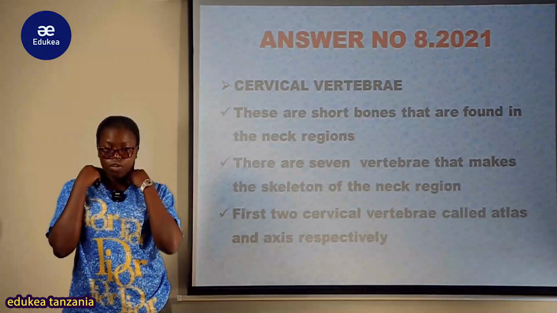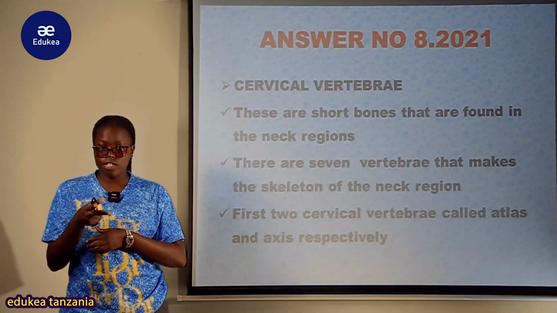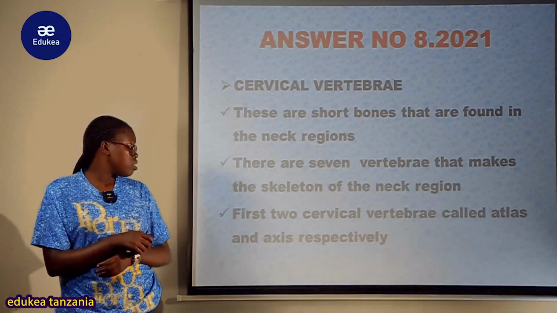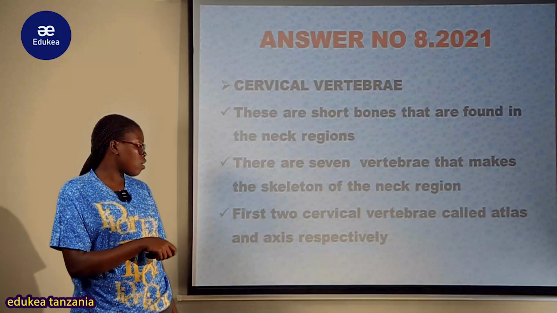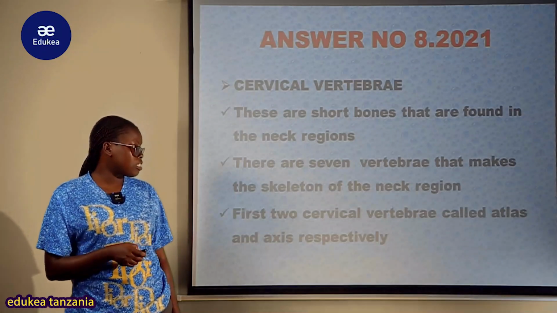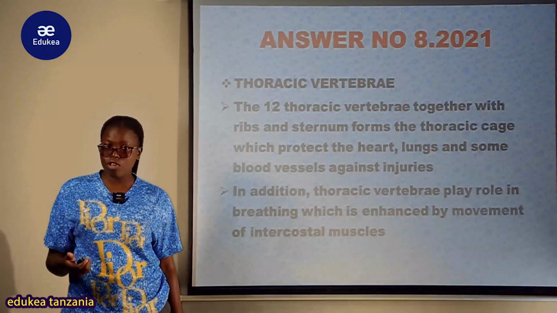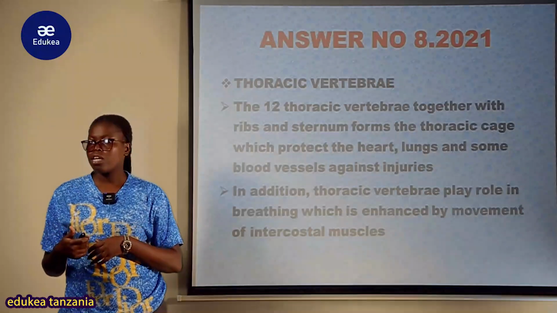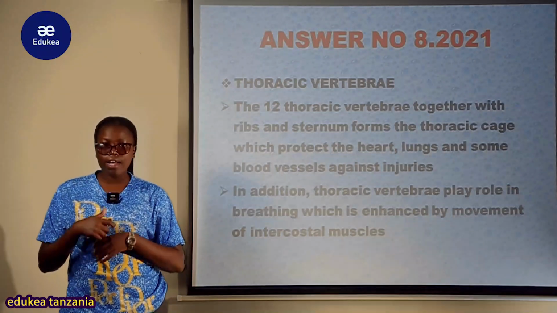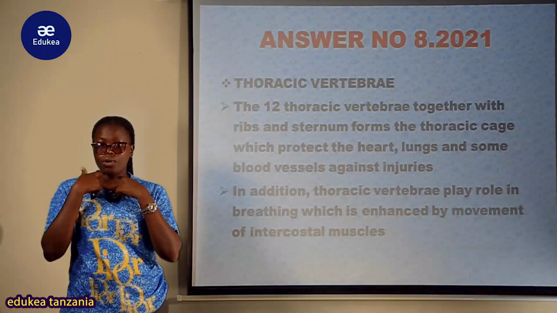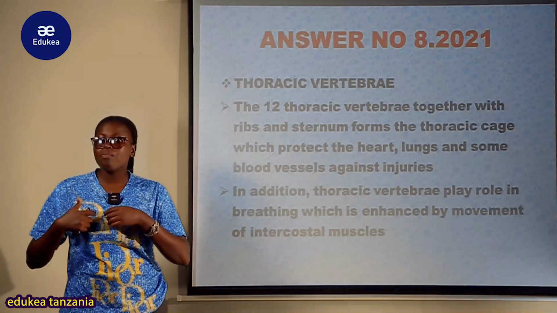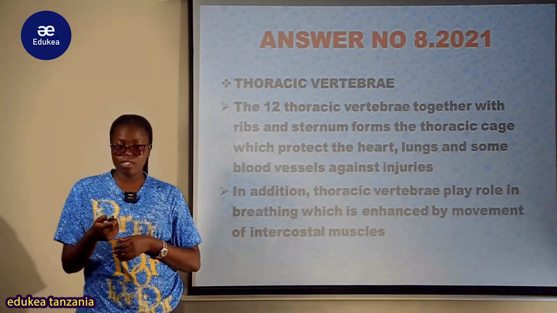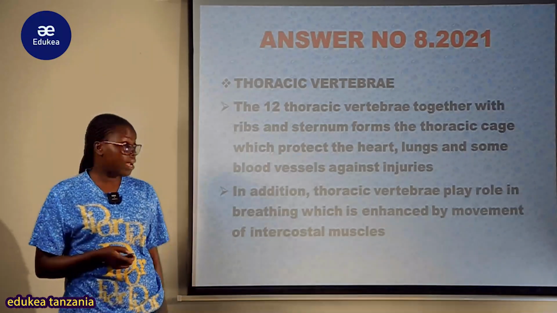Looking at the neck here, there are 7 vertebrae, these are the bones. The first 2 cervical vertebrae are called the atlas and the axis respectively. These are made up of a movable joint to ensure the flexibility of movement. You can rotate your neck like this. So this is one of the importance of the presence of these vertebrae.